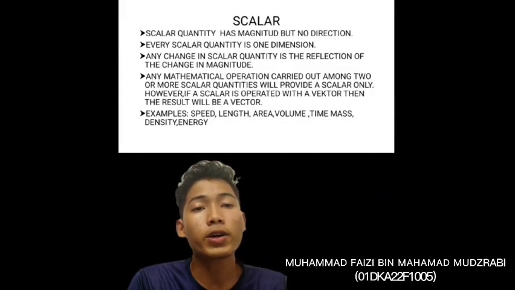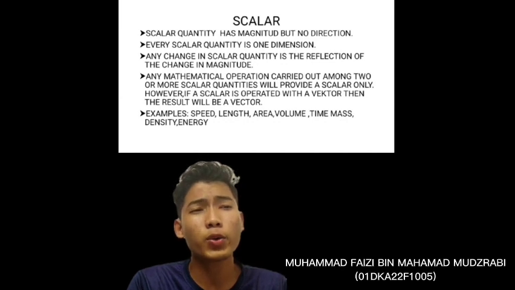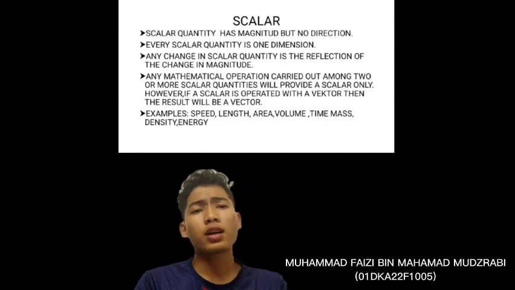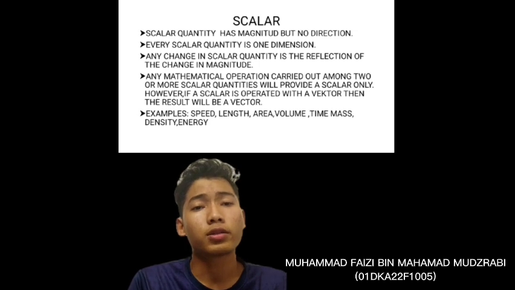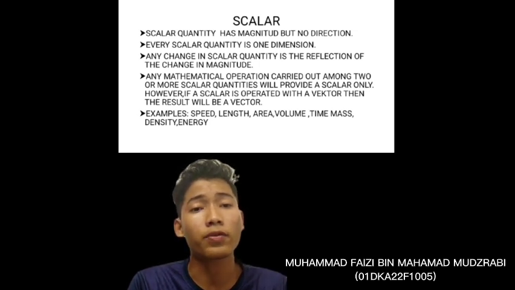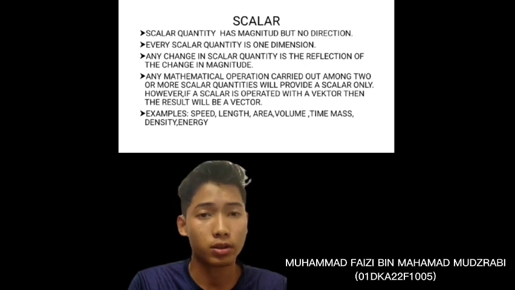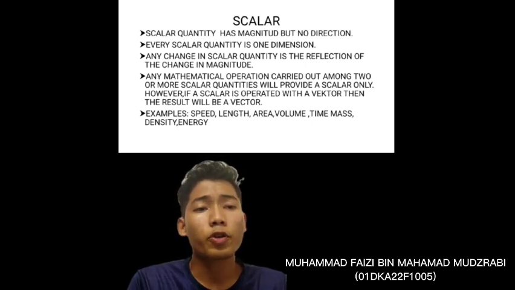Scalar. Scalar quantity has magnitude but no direction. Every scalar quantity is one dimension. Any change in scalar quantity is the reflection of the change in magnitude. Any mathematical operation carried out among two or more scalar quantities will provide a scalar only.